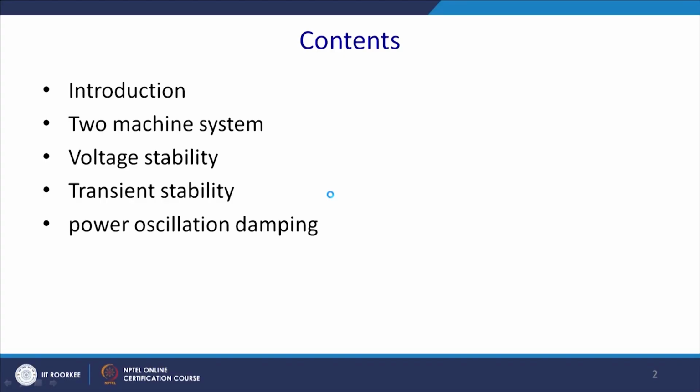My presentation layout will be the following: introduction, two machine system, voltage stability, transient stability, and power system oscillations and damping. These are the contents, and we shall see how it can be done by the shunt FACTS devices. So, our discussion today will be on the shunt FACTS devices.